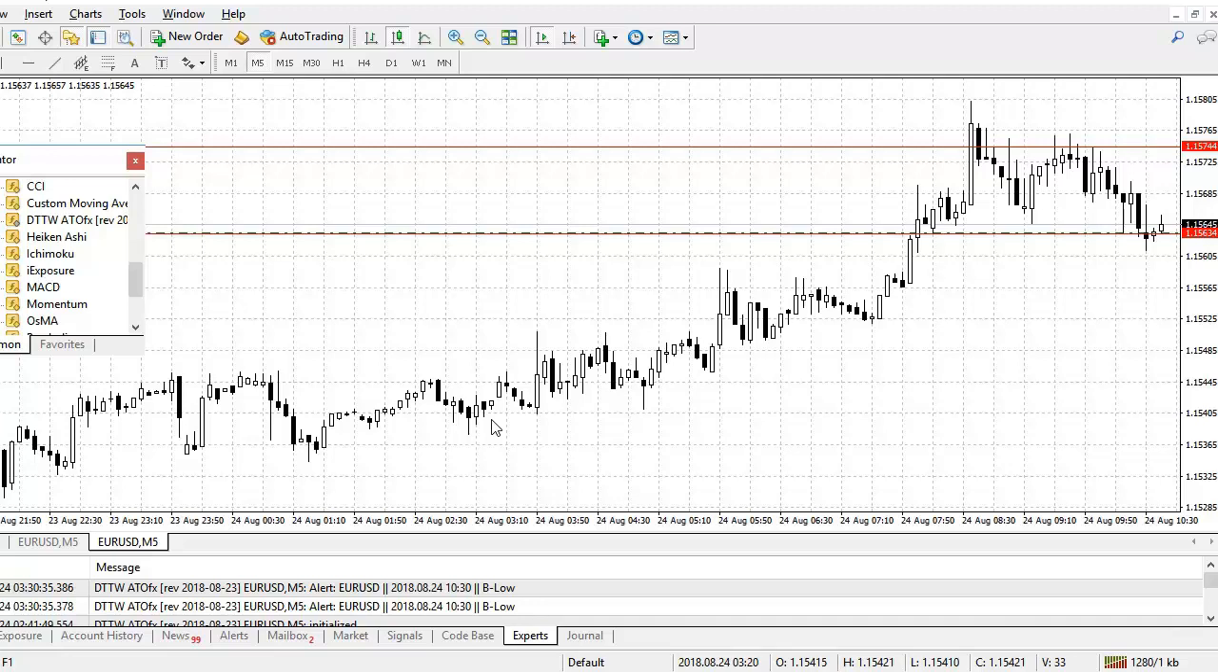We will probably have support coming in at 1.1556. That's old resistance from earlier today.